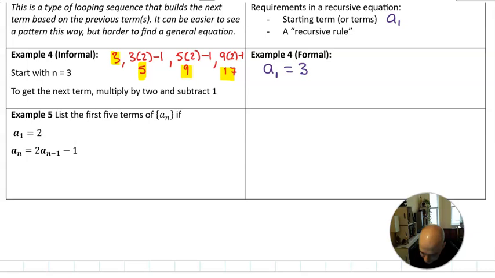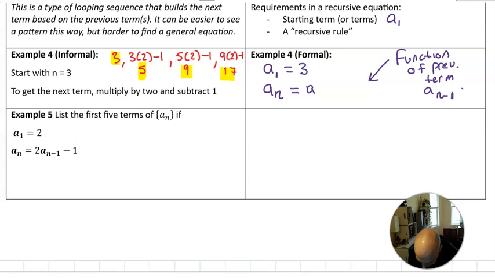And then we have to include a recursive rule, and the recursive rule is going to say something like a sub n, which is the nth term, is some function of the previous term. And our notation for the previous term was a with a subscript n minus 1. So we're going to have this a sub n minus 1 in our definition. And so here, the rule was saying take the previous term, a sub n minus 1, multiply it by 2, and subtract 1. So that would be how that recursive rule would be written: 2 times a subscript n minus 1, minus 1.